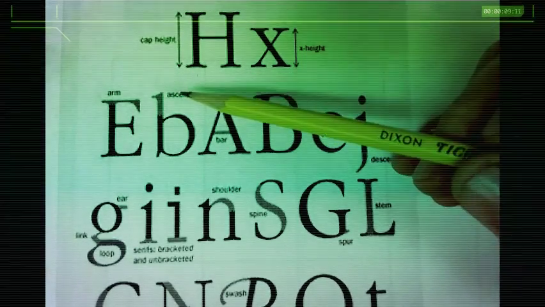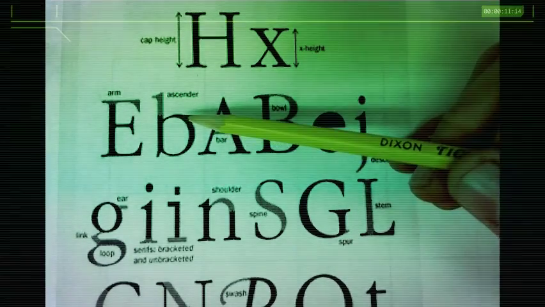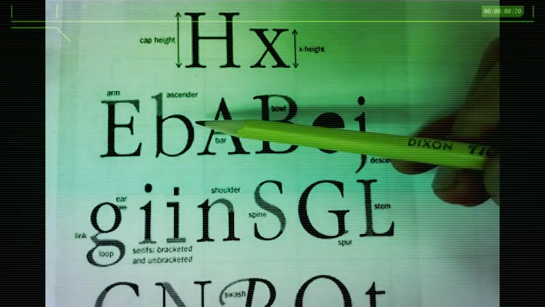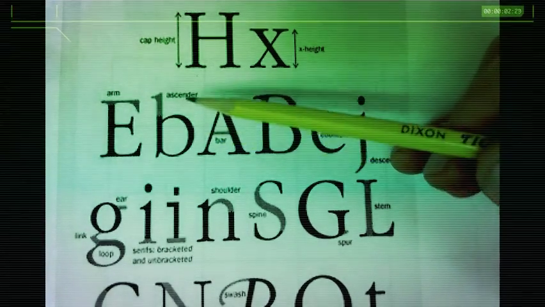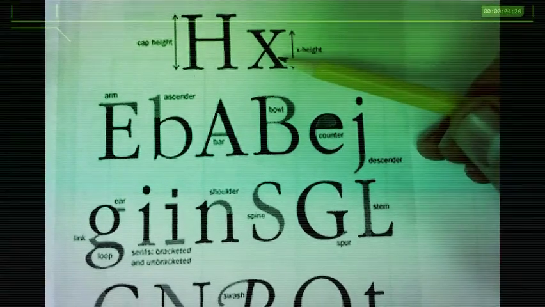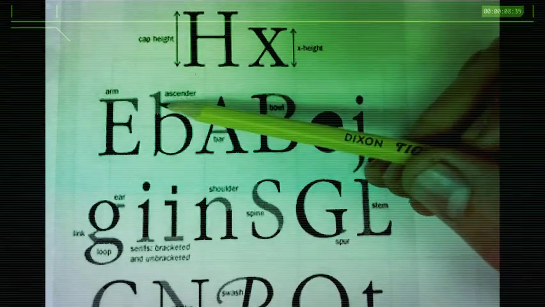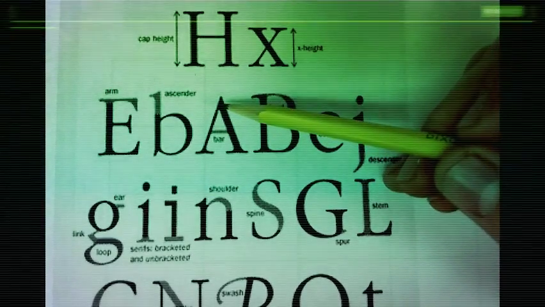Ascenders are a part of a lowercase letter, a B, a D, an F, an H, a K, an L, or a T, that extends above the X height. So you have your X height for your lowercase letters. Anything that goes above that X height is called an ascender.